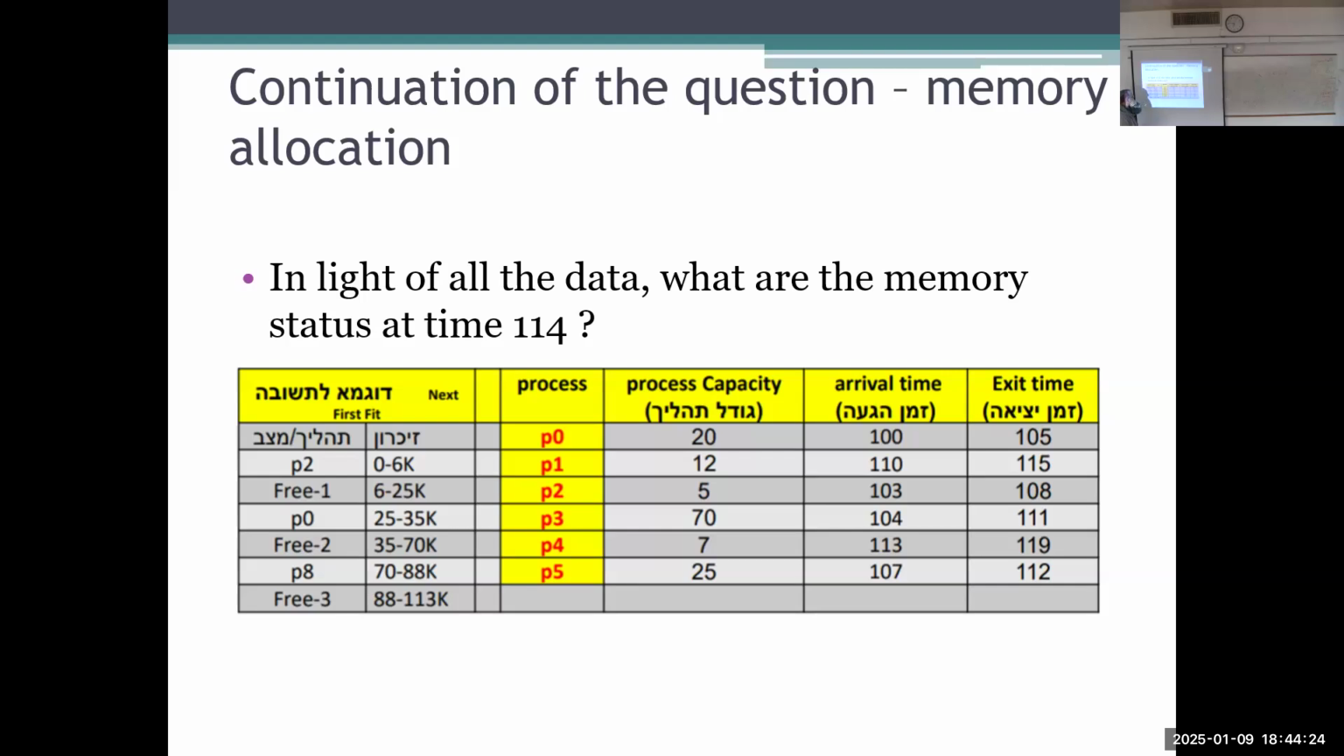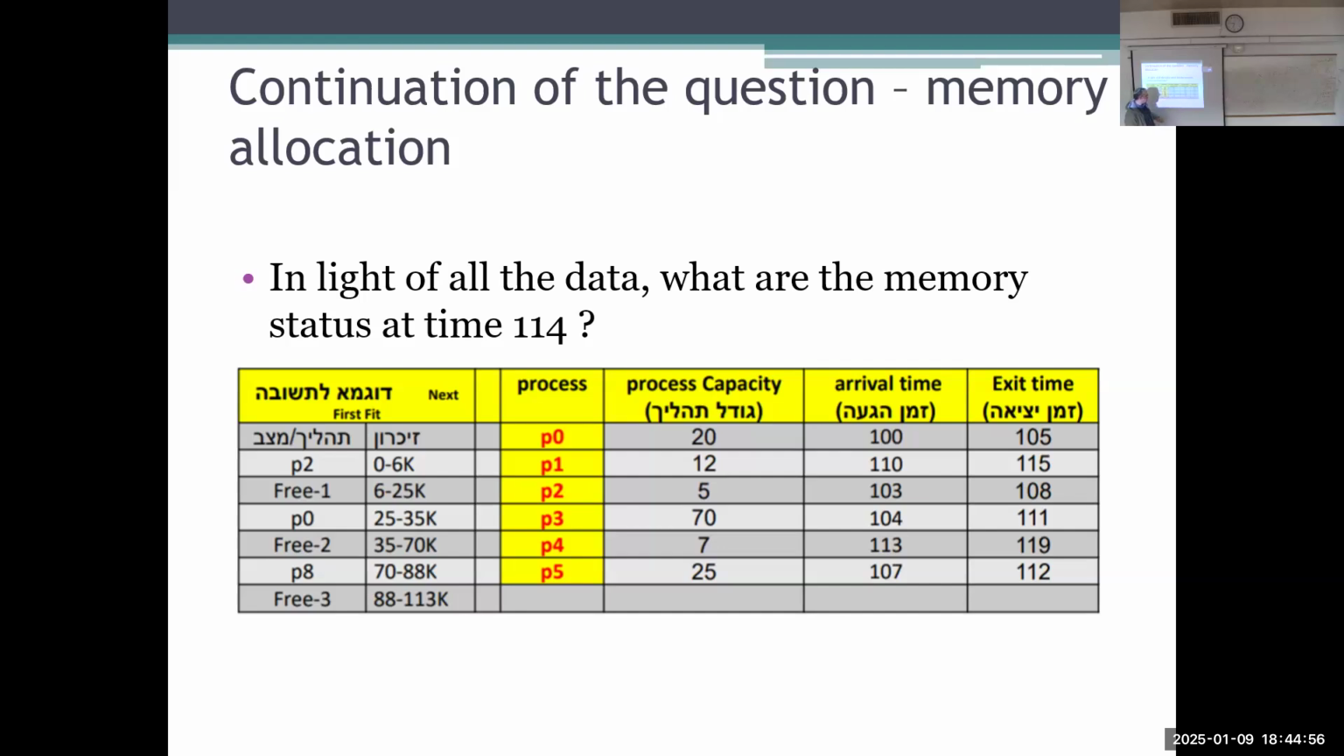So we're saying, process. I think this might be the answer. No, wait a second. Exit time, arrival time. We're going to start with arrival time. They want us to fill in the last line. The arrival time is at 100 and it leaves at 105. And this one comes a little bit later at 103 and then leaves at 108.